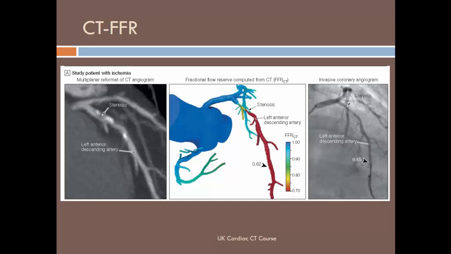As I said, moderate to severe stenosis in patients with stable symptoms, the prevalence is not very high. So it can be doable if, in 1 in 5 patients who come through for CT angiography, you have to spend some time doing this analysis on your software. It may be doable. Okay.